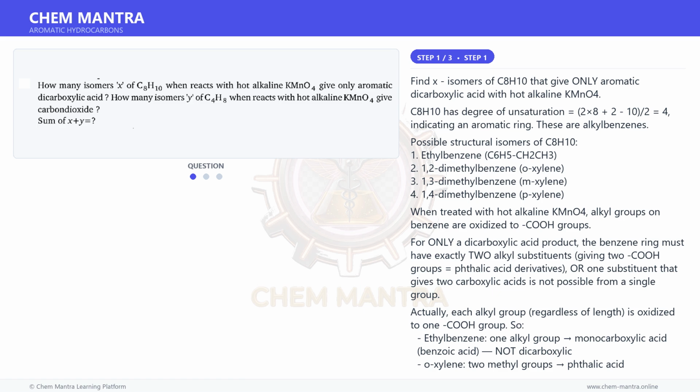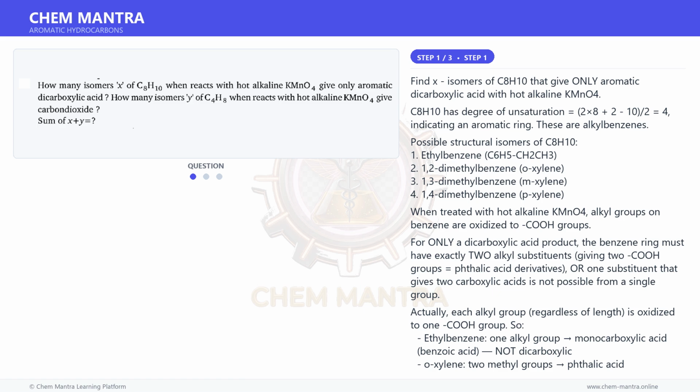Possible structural isomers of C8H10: 1. Ethylbenzene, C6H5CH2CH3. 2. 1,2-dimethylbenzene, o-xylene. 3. 1,3-dimethylbenzene, m-xylene. 4. 1,4-dimethylbenzene, p-xylene. When treated with hot alkaline KMnO4, alkyl groups on benzene are oxidized to COOH groups.